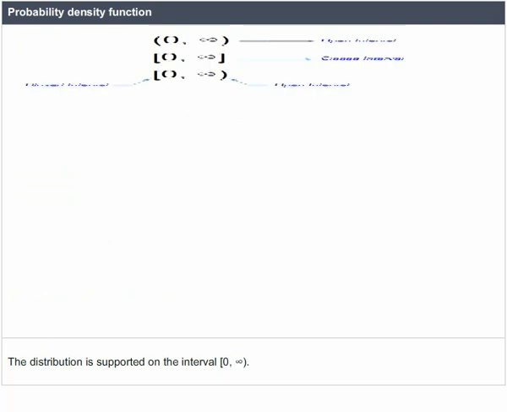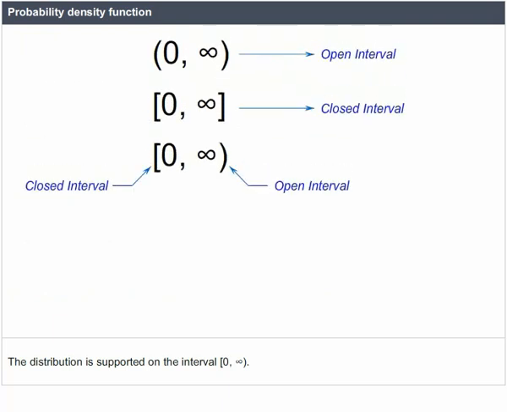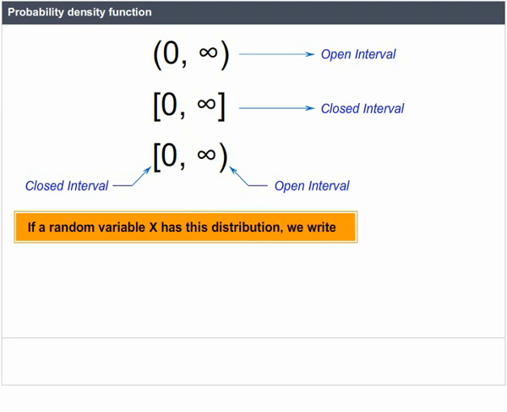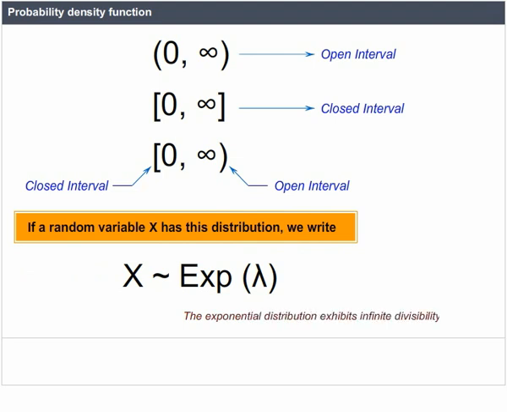The distribution is supported on the interval 0, infinity, where it can be taken as an open interval or a closed interval. If a random variable x has this distribution, we write x follows exponential of lambda. The exponential distribution exhibits infinite divisibility.